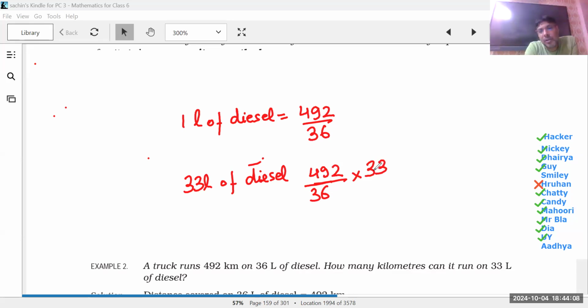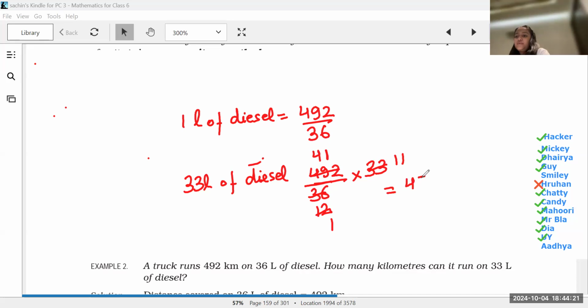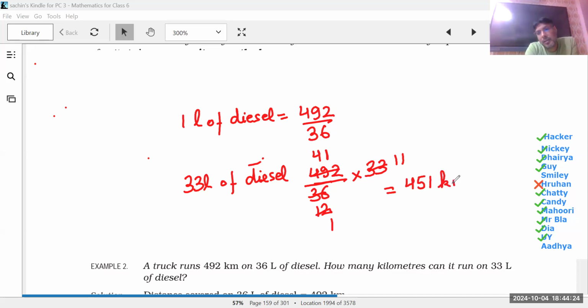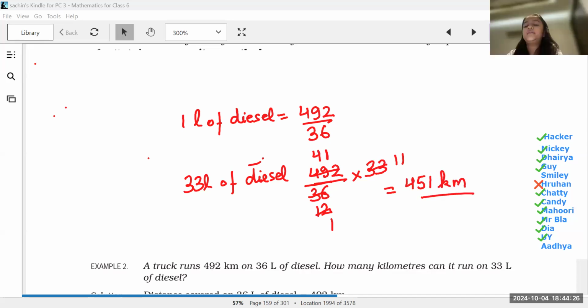Now what are you confused in? 3 11s are 33, 3 12s are 36. Divide this and multiply. 12 4s are 48, so it will be 41 into 11. That will give you 451 kilometers. All right. Yes, sir.